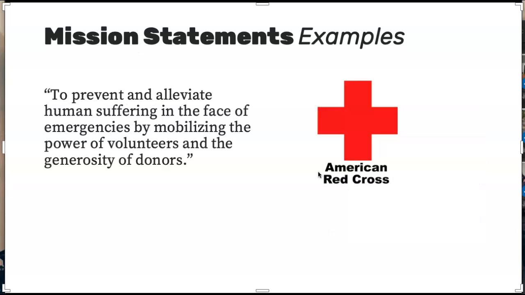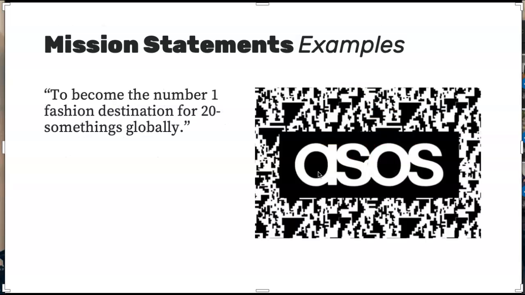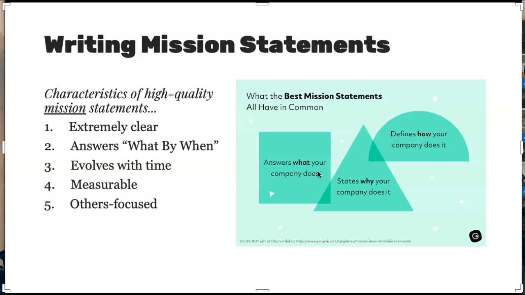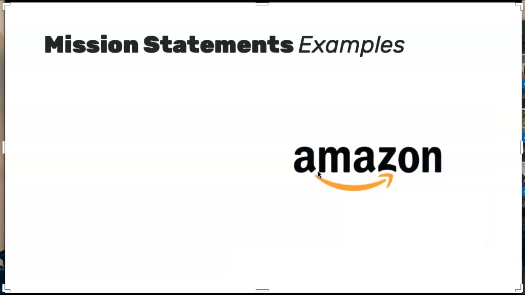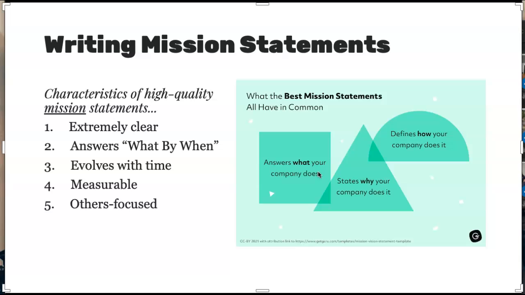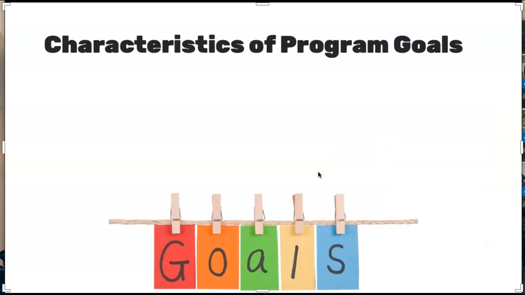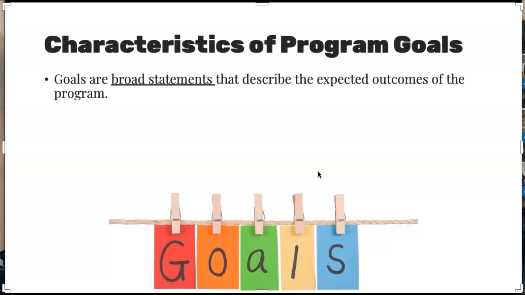And then a little bit more relevant to what we're studying, this is for the American Red Cross, and I really love this one: To prevent and alleviate human suffering in the face of emergencies by mobilizing the power of volunteers and the generosity of donors. So I would encourage you to go back and think about whether these three examples cite what your company does, why it does it, and define how your company does it. Go back and apply those three and make sure that they cover those.